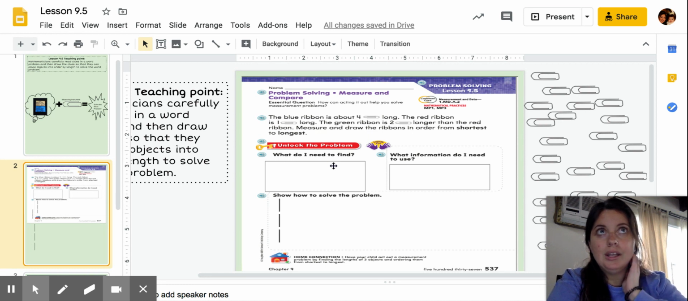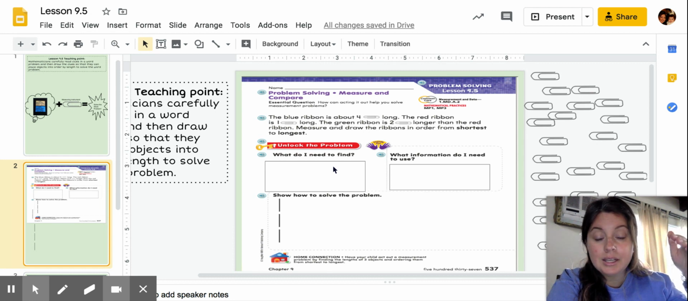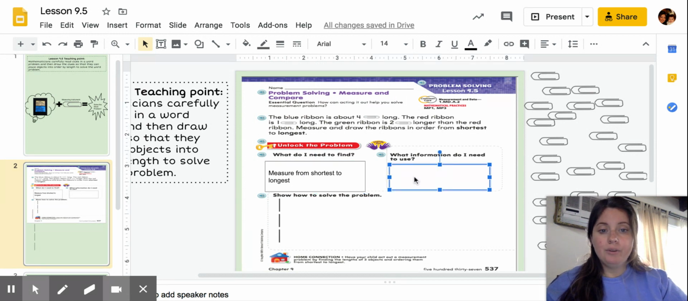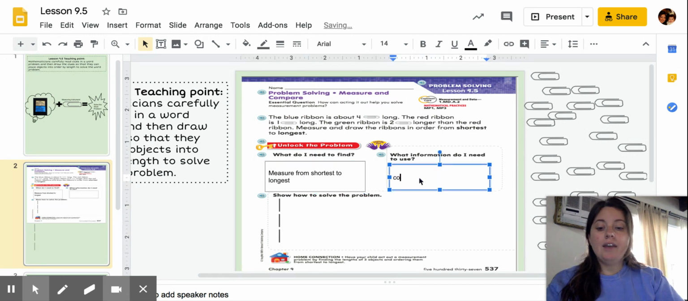Okay, so what do I need to find out? I need to find out which ribbon is shortest, which is longest. So I'm going to just type that right in there. Measure from shortest to longest. Okay, and then what information do I have? Well, I have colored ribbons and how many paper clips long they are.